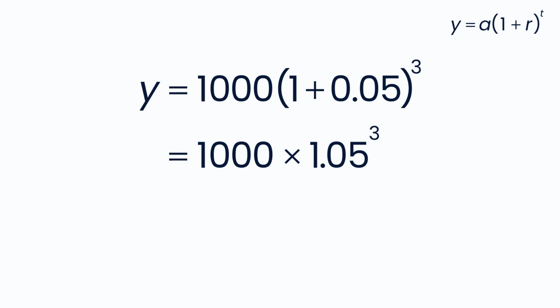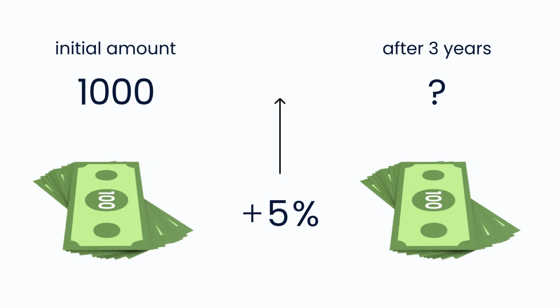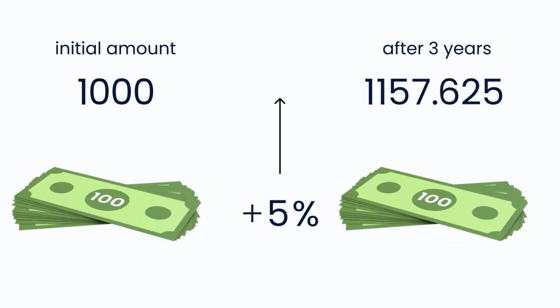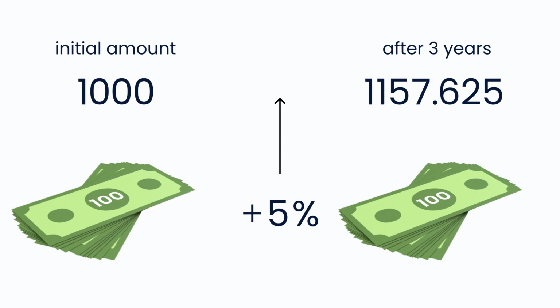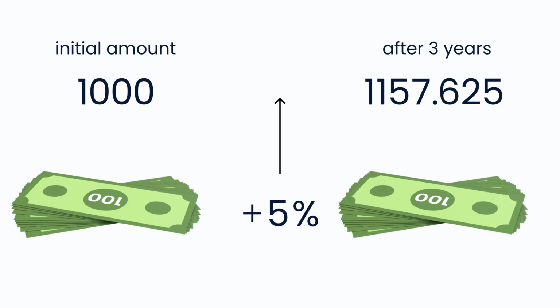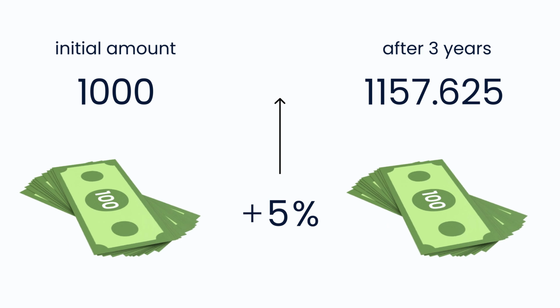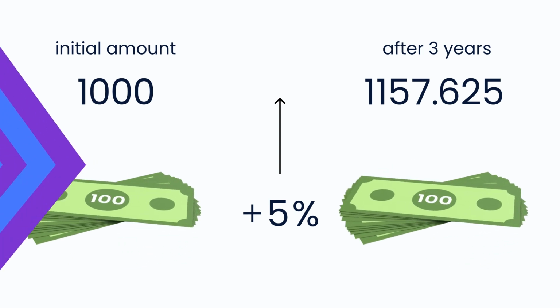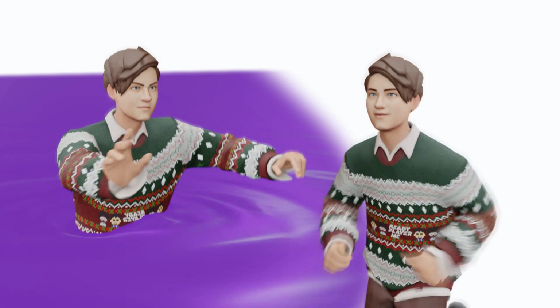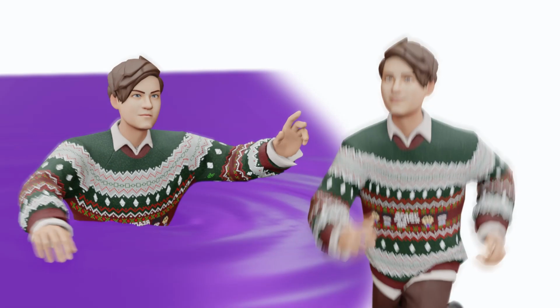1,000 times 1.05 to the third power is equal to 1,157.625. That means that after 3 years, the amount in the account is expected to be 1,157.625. Notice that this amount is the same as the one you got earlier using the very tedious, slow method from before. This time, you got the answer much faster. So, both methods yield the same answer, but using the exponential growth formula will help you get the answer a lot quicker.